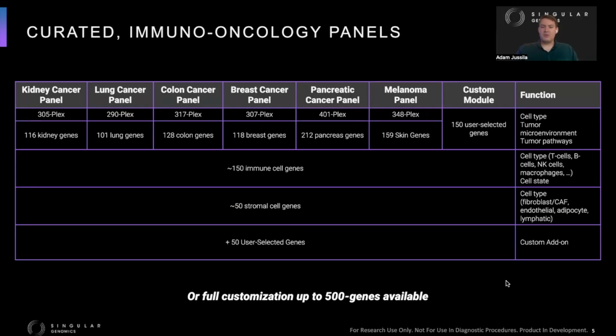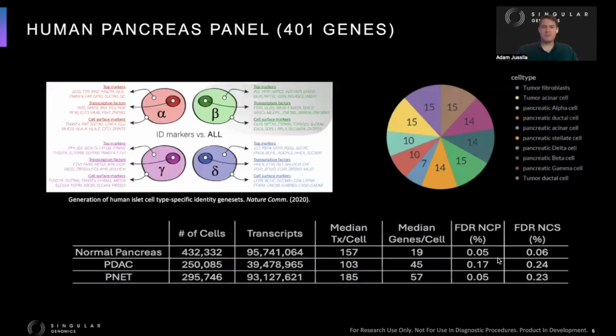These curated panels are extremely high quality, having been tested extensively both in-house and at our early access sites. I want to tell you about one of them just to give you a sense of the kind of quality you can expect from your own panels if you were to work with our pre-made ones like this. The human pancreas panel is around 400 genes. It covers 10 core cell types spread across four pancreatic cell types like alpha, beta, gamma, and delta cells.